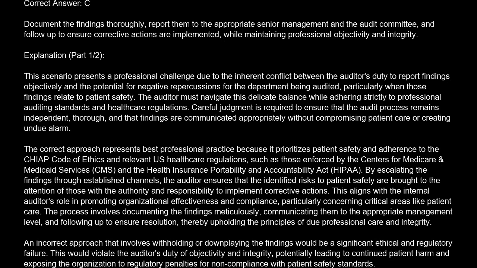The correct answer is C. Document the findings thoroughly, report them to the appropriate senior management and the audit committee, and follow up to ensure corrective actions are implemented, while maintaining professional objectivity and integrity.